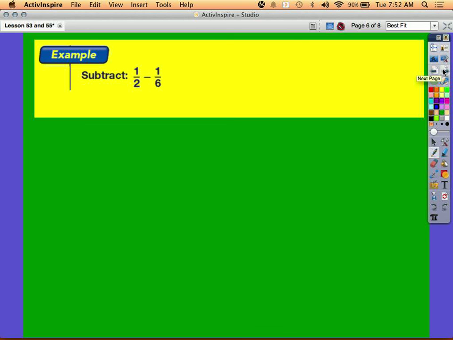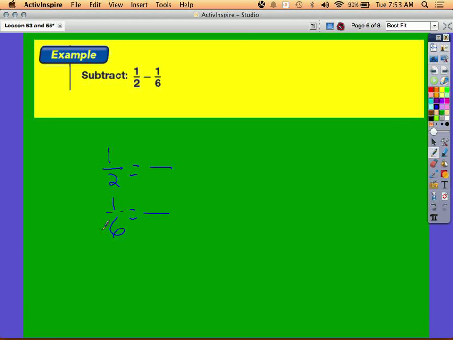Now, 1/2 minus 1/6. Now we don't have a common denominator here. Remember, when we're subtracting, we've had common denominators. So in order to do the subtraction, or addition for that matter, I need to get a common denominator. So, in order to find a common denominator, we have to find a new denominator that both this 2 and the 6 go into.